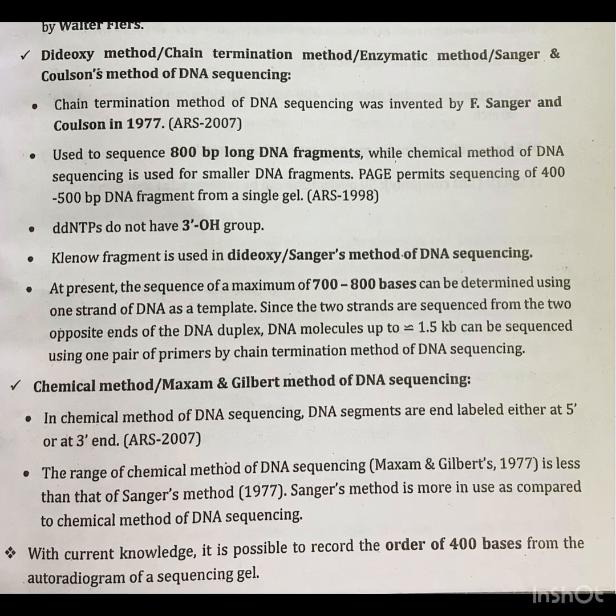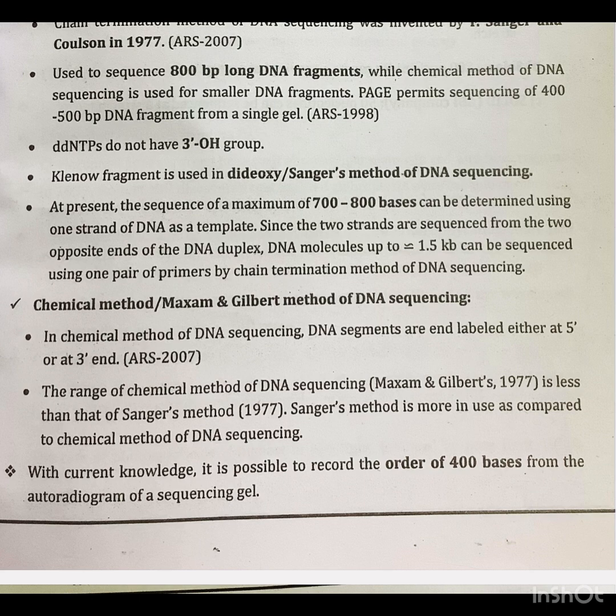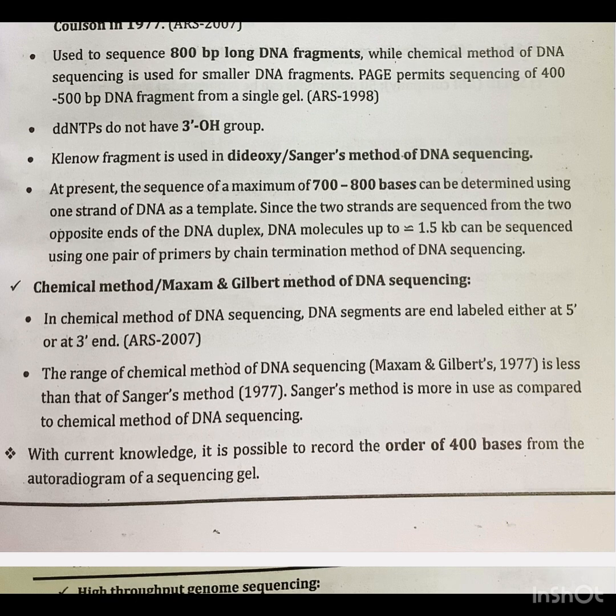The next one is the chemical method, the Maxam and Gilbert method of DNA sequencing. These both are the names of the chemical method. In the chemical method of DNA sequencing, DNA segments are end labeled either at the 5' or 3' end. Question asked in ARS 2007.